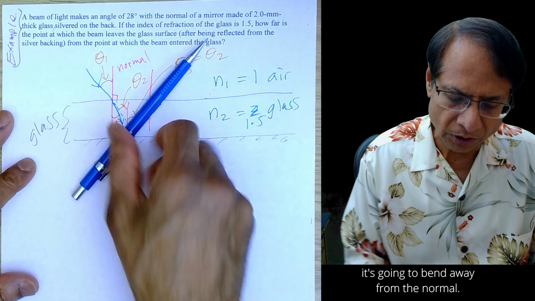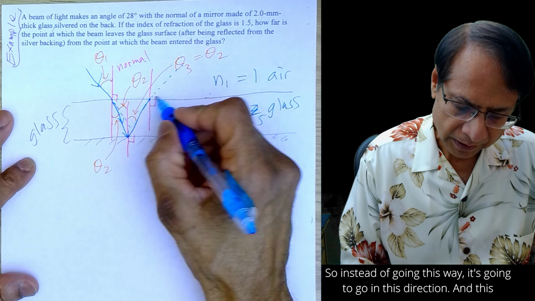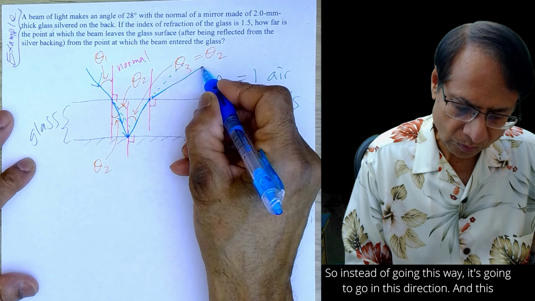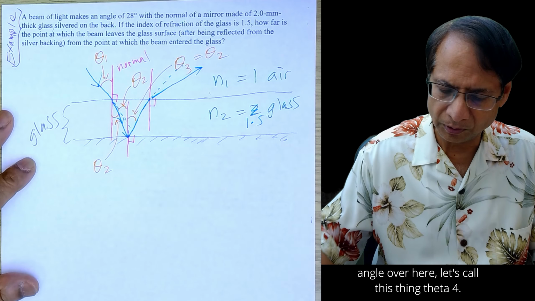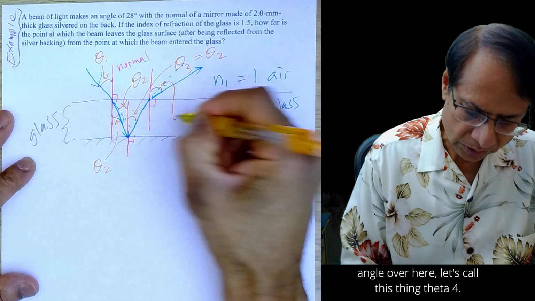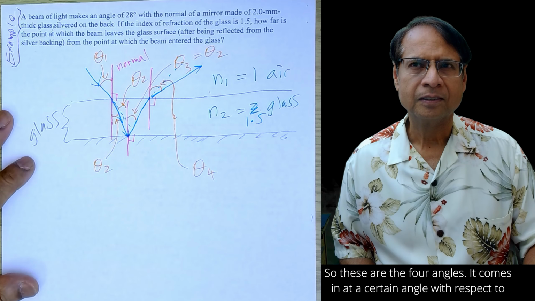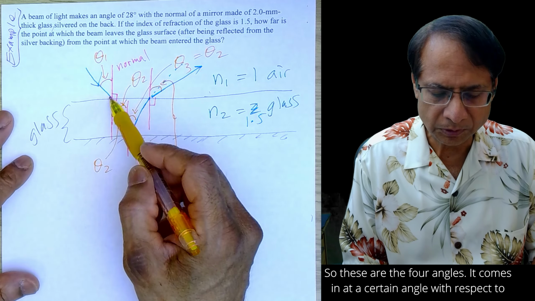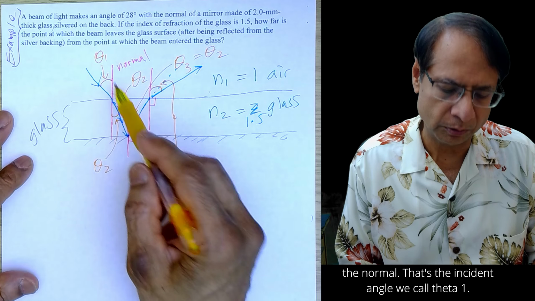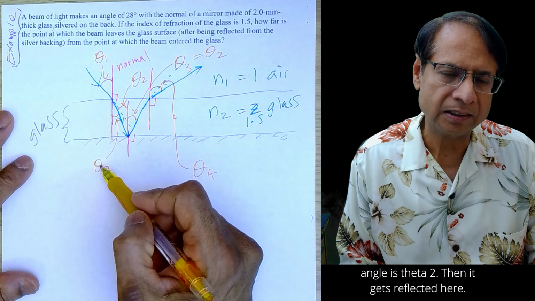So it's going to bend away from the normal. So instead of going this way, it's going to go in this direction. And this angle over here, let's call this theta 4. So these are the 4 angles. It comes in at a certain angle with respect to the normal. That's the incident angle. We call it theta 1. When it goes into the glass, it's going to bend toward the normal. So that angle is theta 2.